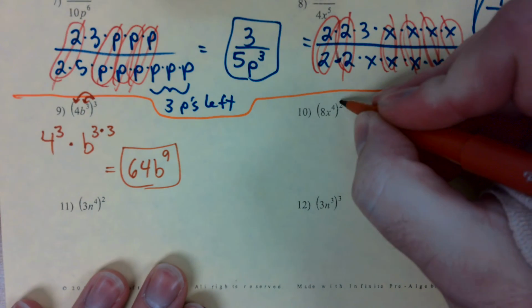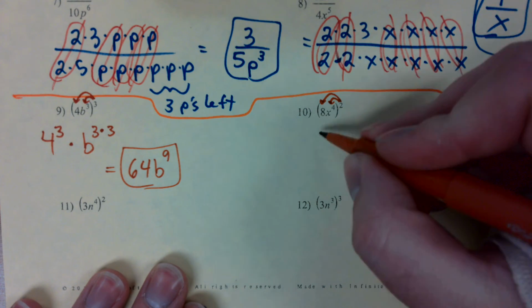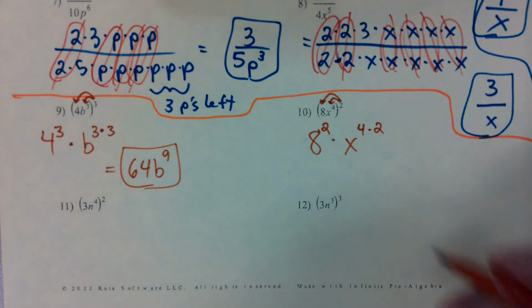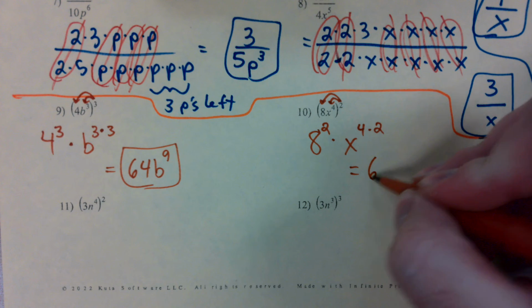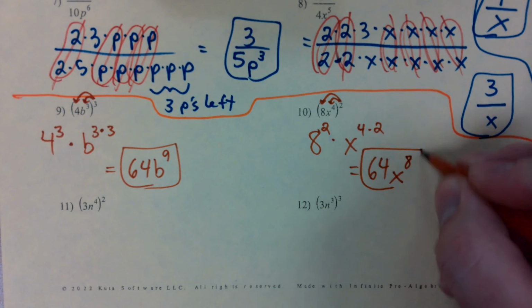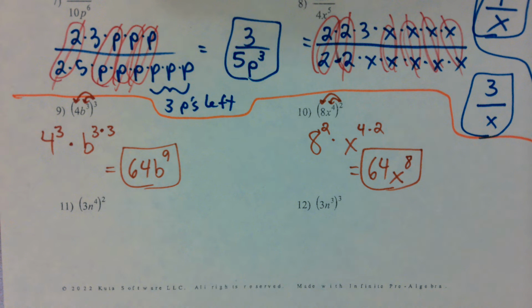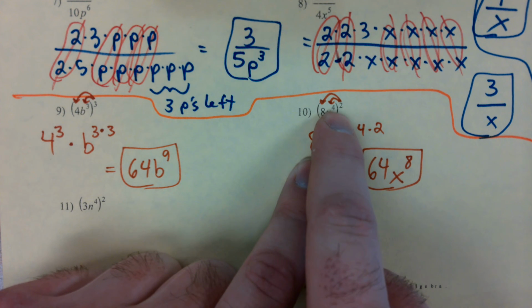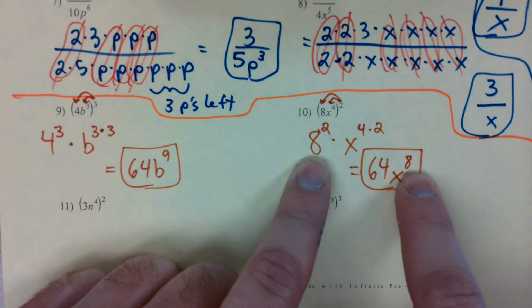Number 10, same thing. Distribute the 2 to the 8 and to the x to the 4th. What's 8 times 8, everybody? 64. X is our variable. What's our power? 8. That's exactly right. So we got 8 times 8, and then we had to multiply 4 times 2 when we distributed it down, and that got us an exponent of 8. Okay?